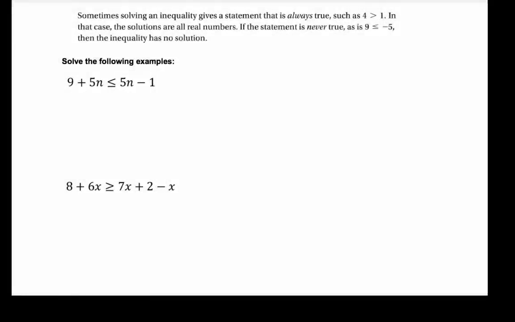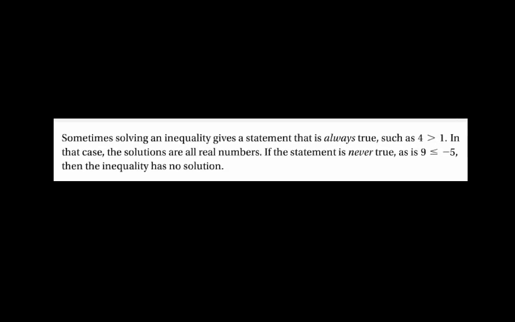All right, sometimes solving an inequality gives a statement that is always true, such as 4 greater than 1. In that case, the solutions are all real numbers. If the statement is never true, as in 9 less than or equal to negative 5, then the inequality has no solution. So this is kind of similar to the identity and no solution situations with equations, only we're going to wind up with an inequality statement that is always true or never true.